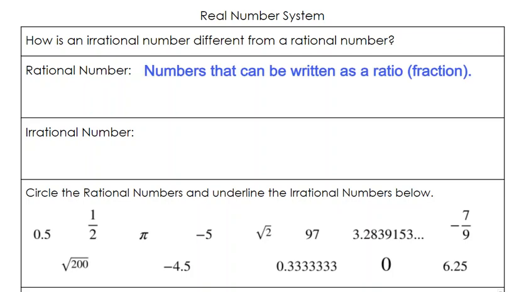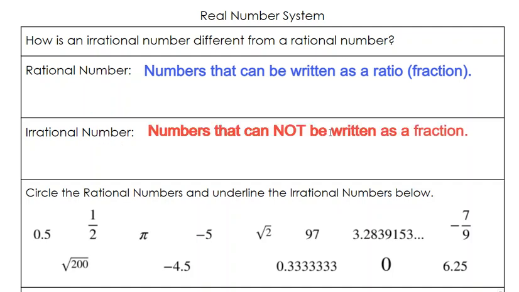Well, a rational number, those are numbers that can be written as a ratio or a fraction. You see, rational starts with ratio. They can be written as a ratio, and a ratio is another word for a fraction. Irrational numbers are numbers that cannot be written as a fraction. They are off on their own. They are irrational. They're crazy.